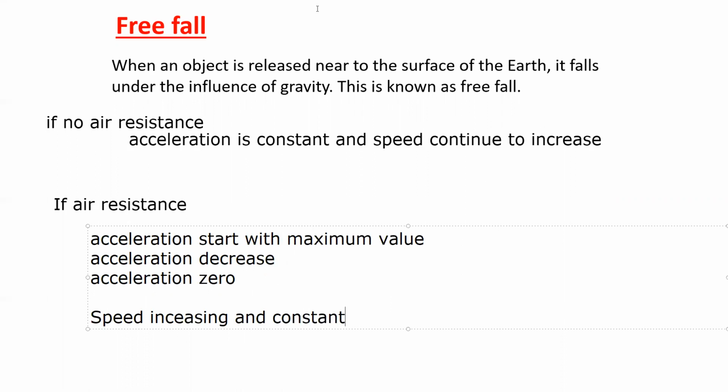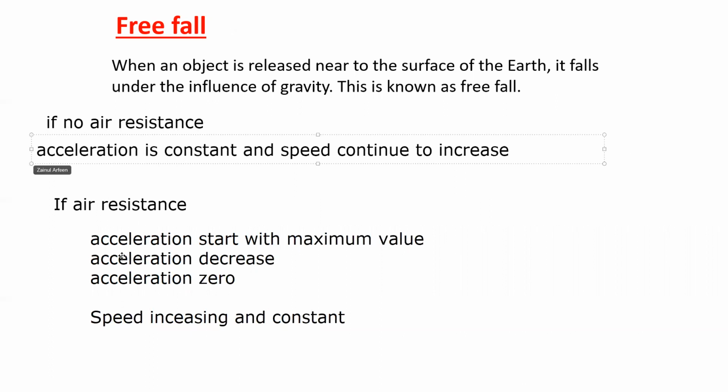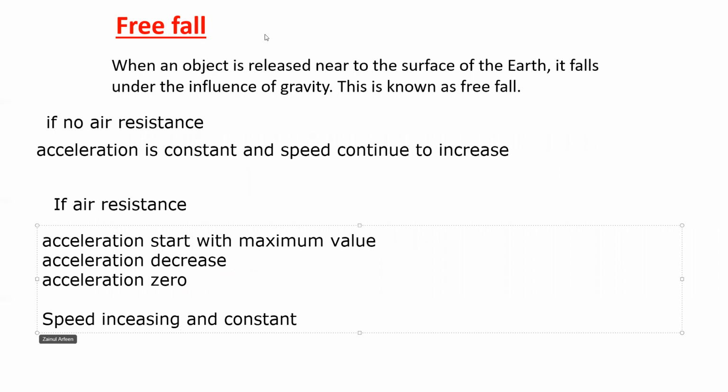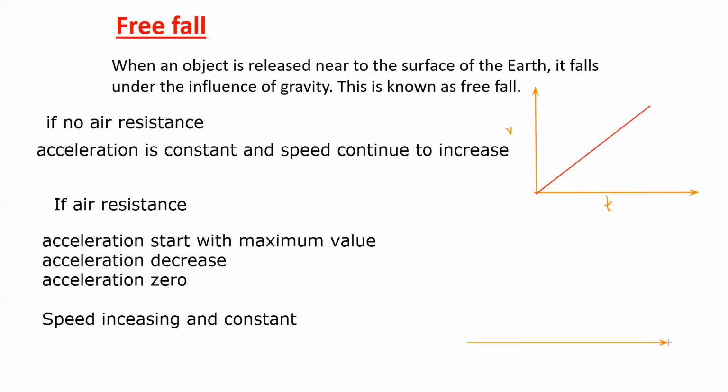So the difference in the graphs: when we sketch a graph for an object falling without air resistance and an object falling with air resistance, the shape differs. Without air resistance, it will have a constant acceleration, so it will be a straight line passing through the origin with a constant slope. Whereas with air resistance, initially the slope will be maximum because the slope represents the acceleration.